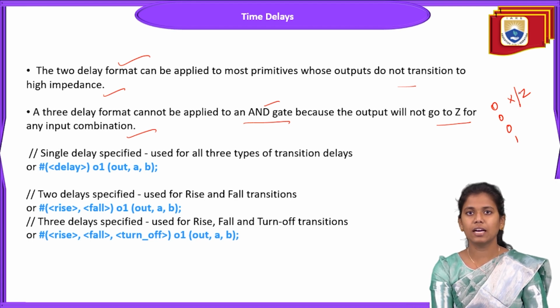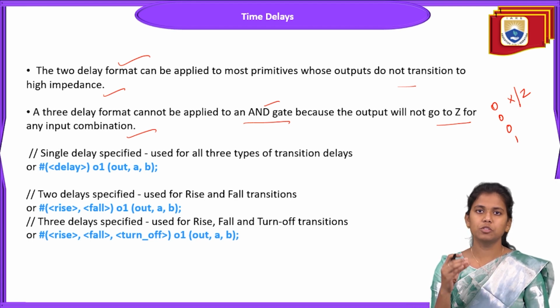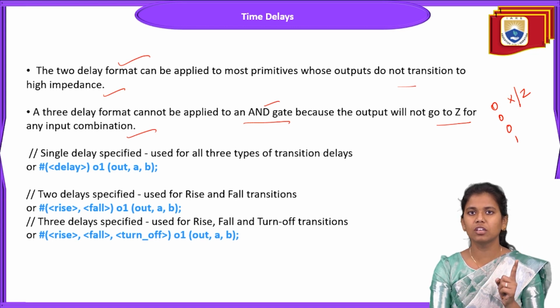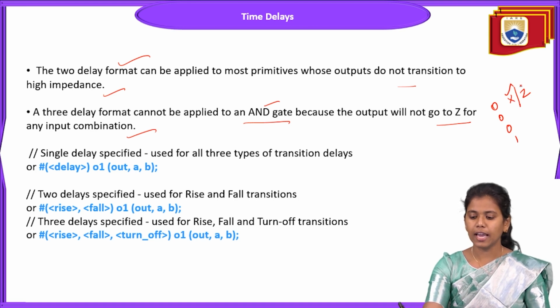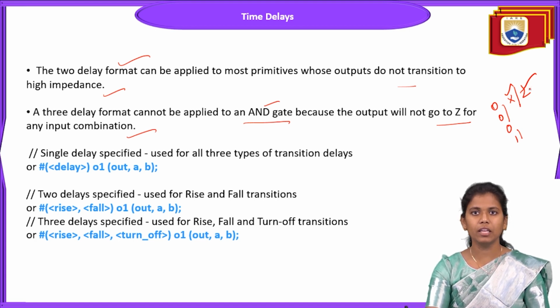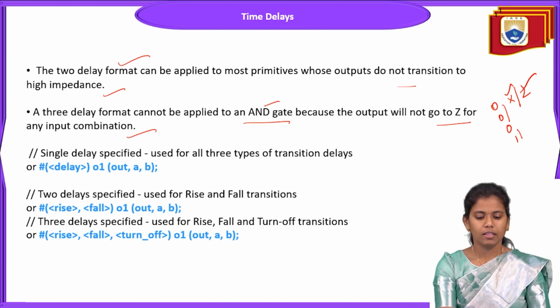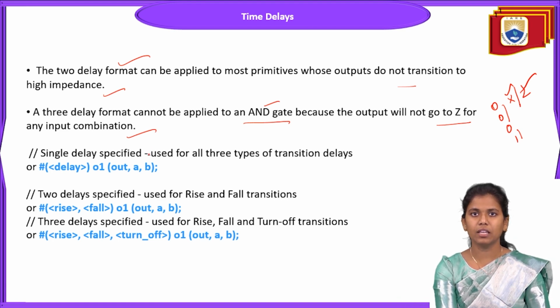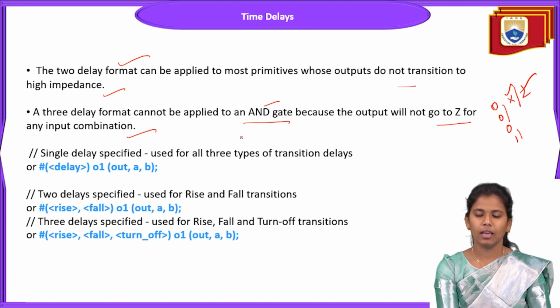Okay, why? Because these are very small structured elements, very small structured circuits. So this is one of the reasons that AND gates are very small structured circuits. And the second reason is, as these are very small structured circuits, the output will not be observed in terms of Z and X. The output will only be observed in terms of the binary bits, that is 0 or 1. But the value will not go to high impedance values, nor do they have any don't care condition statements. That's the reason the three-delay format applications cannot be applied to the AND gates.